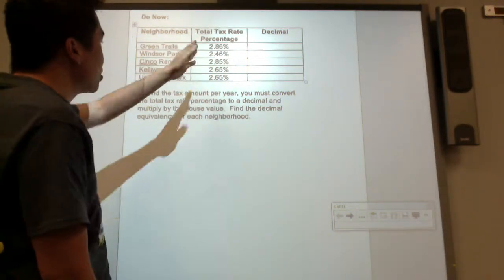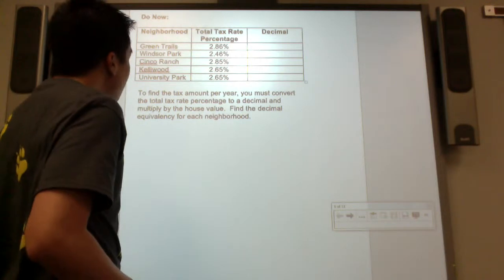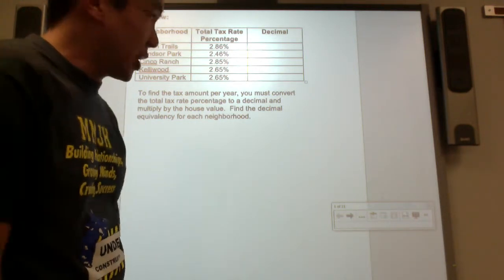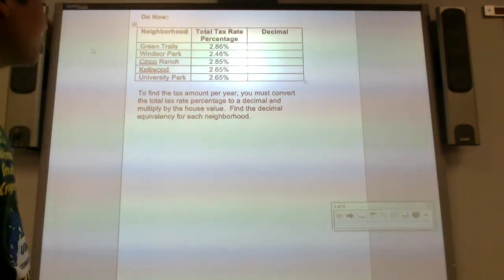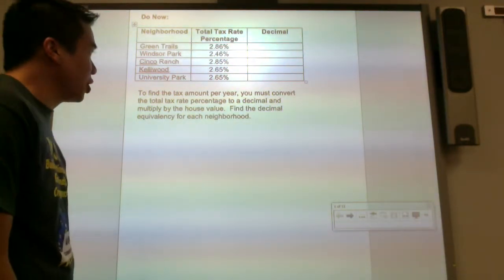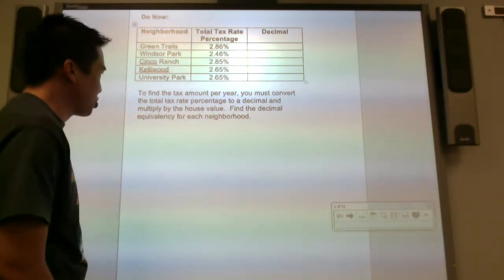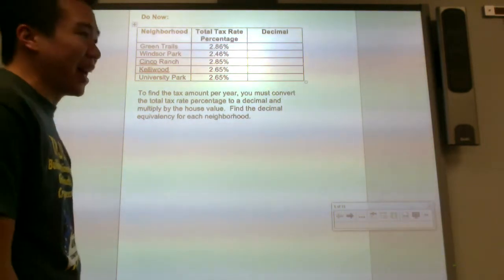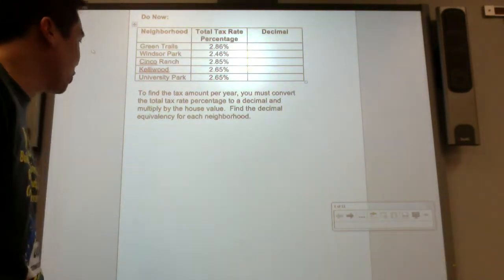So we have a really small percent right here. We have 2.86%. Can you tell me the decimal equivalency? Why? To find the tax amount per year, you must convert the total tax rate percentage to a decimal and multiply by the house value. Find the decimal equivalency for each neighborhood.